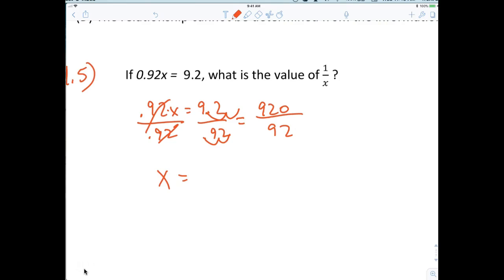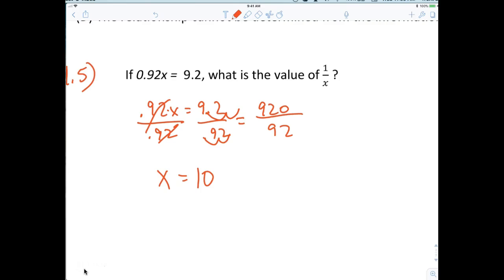Now, what's 920 divided by 92? 10. So x equals 10. Do we agree with that? Yeah. When you multiply by 10, should you just move the decimal? Yes, good job. You could have just said multiply by 10 because 0.92 times 10 is 9.2. That's an easy way to look at it.